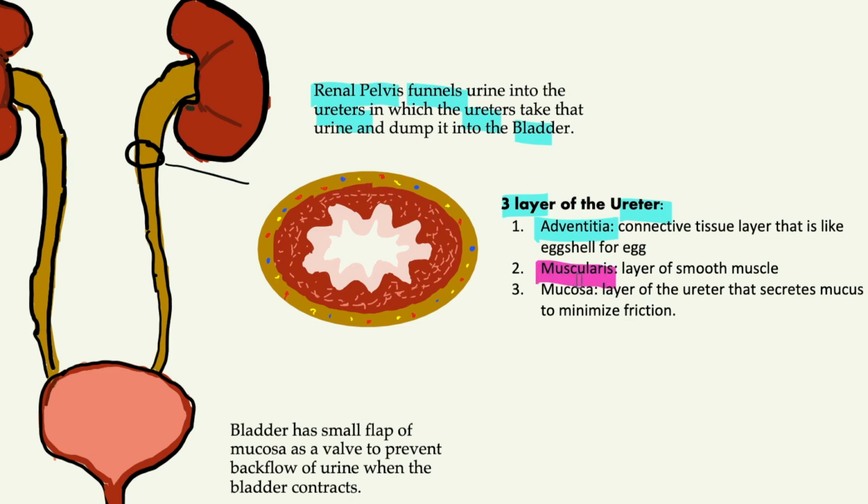Second, we have the muscularis, which is a layer of smooth muscle. The muscularis operates by pushing or squeezing the urine out through the ureters. We'll talk about the muscularis and its functions later. The third layer is the mucosa, which secretes mucus to minimize friction. I have a picture on my left showing all three layers: the mucosa, the muscularis, and finally the adventitia.